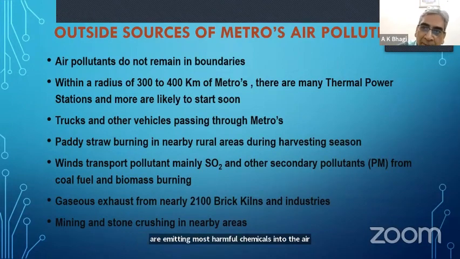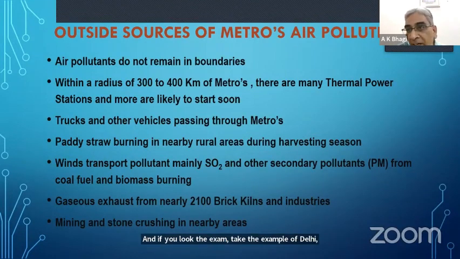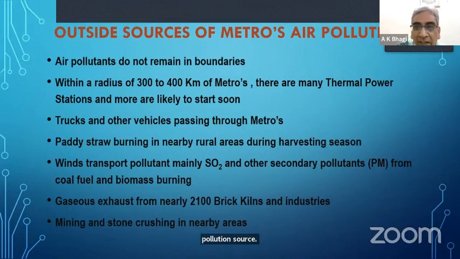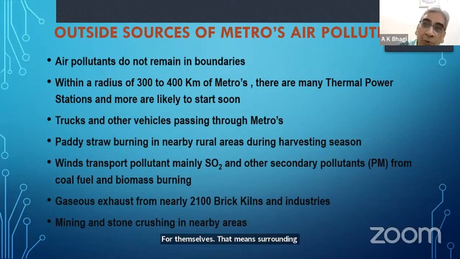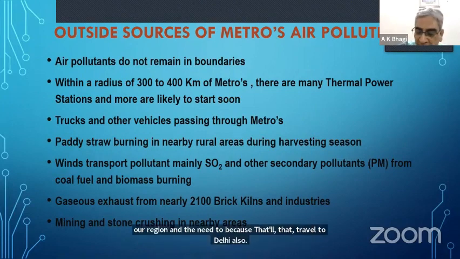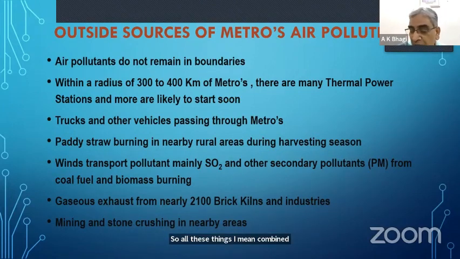And if you take the example of Delhi, there are 2,100 brick kiln bhattas surrounding Delhi to meet the requirement of bricks for Delhi. And they are becoming a major pollution source, not just for themselves. That means surrounding Delhi, the NCR region, and Delhi too, because with winds the pollution will travel to Delhi also. So all these things combined together are responsible for the situation that we have landed up in.